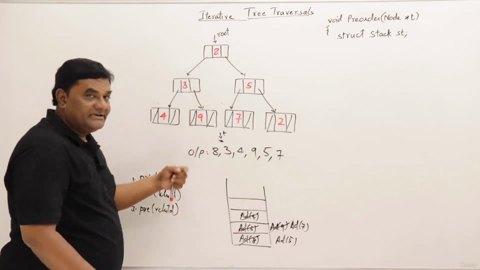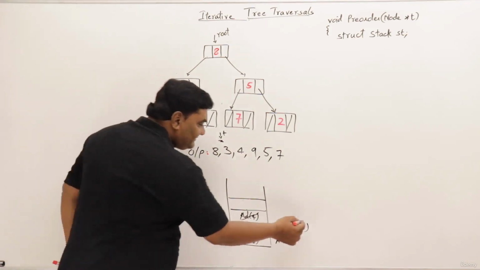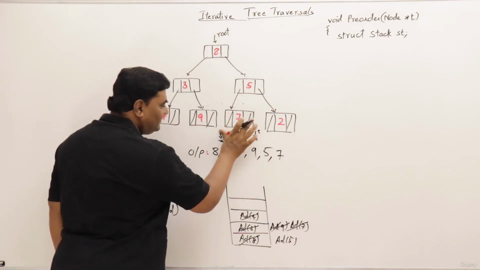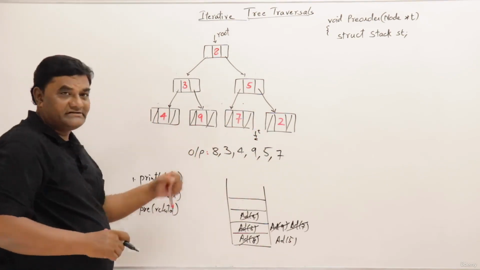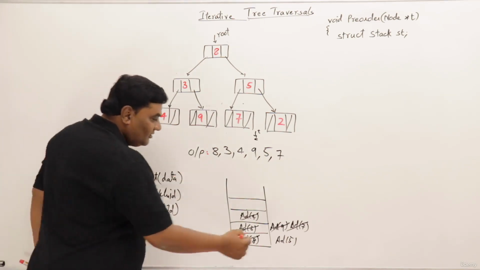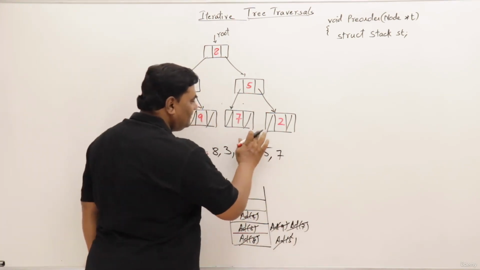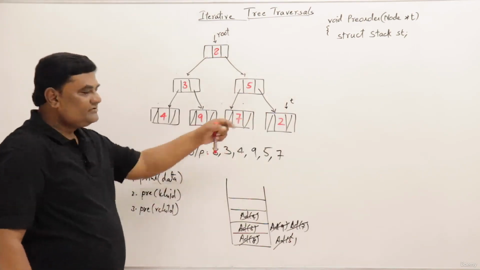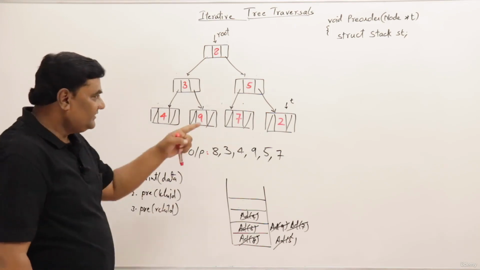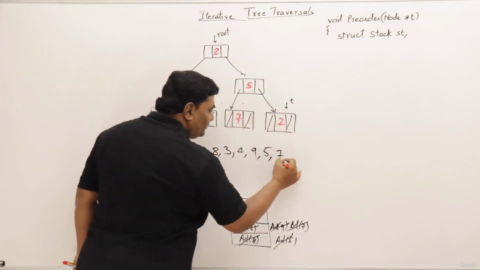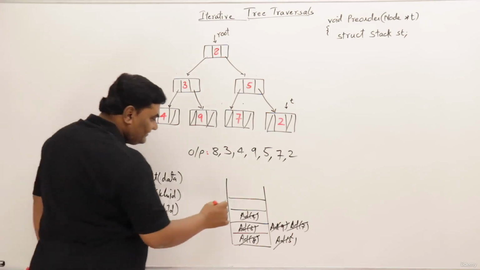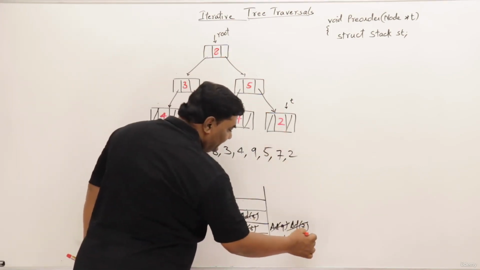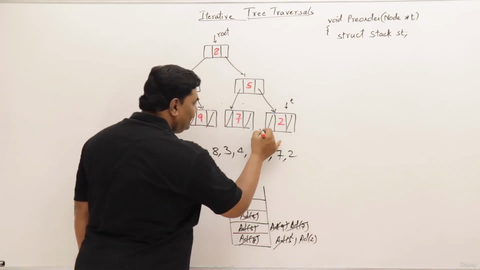T is null. Null means what we are doing? Pop out the address, go to that node and move to its right child. So whenever t is null, we are doing this. Again t is null. Pop out the address, go to that node and move to right child. T is not null. When not null, print 2, go to left side. For left child, again push the address of that node. When you are going on the left child, put the address and go to left child.